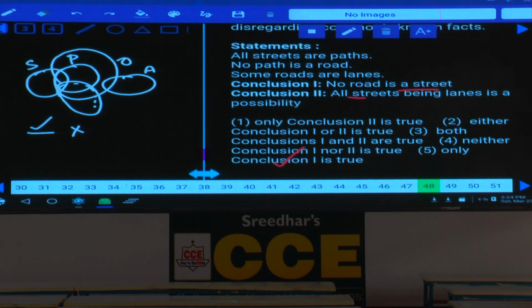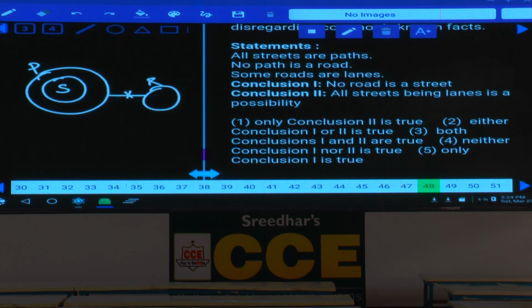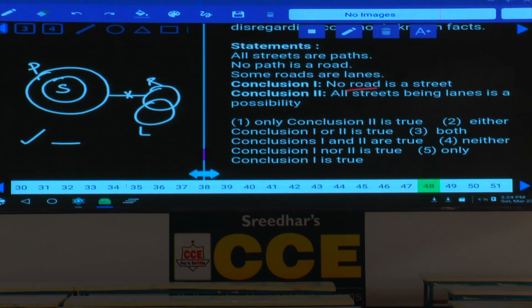Then 83. Now question number 83, all streets are paths. All the streets are paths can be written like this: all streets are paths, and no path is a road, no intersection between path and road, and some roads are lanes, some other roads are lanes. First one, no road is street. No road is street, definitely true, and second one is a possibility, and the first one is a negative conclusion which is true. To make this one false, now we need to prove some of the roads are streets. Yes, tell me some roads are streets. How to represent this one? Tell me, is it possible to draw road like this? Road or street.